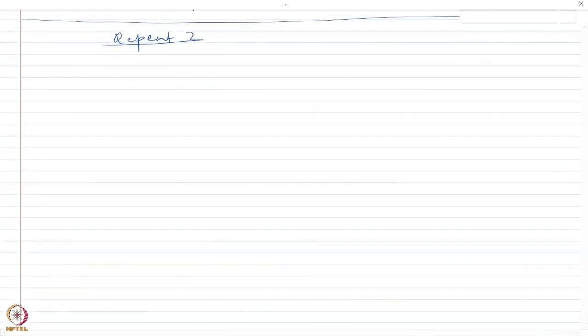So we are going to start our lecture today. In today's lecture, we are just going to be reviewing some of the concepts that we did in the last class, and then we are going to be solving some problems here. So let us start with our equation of motion that we did last class.